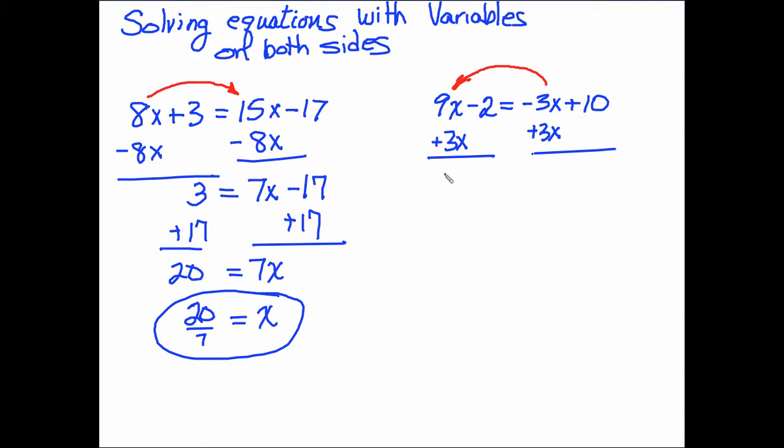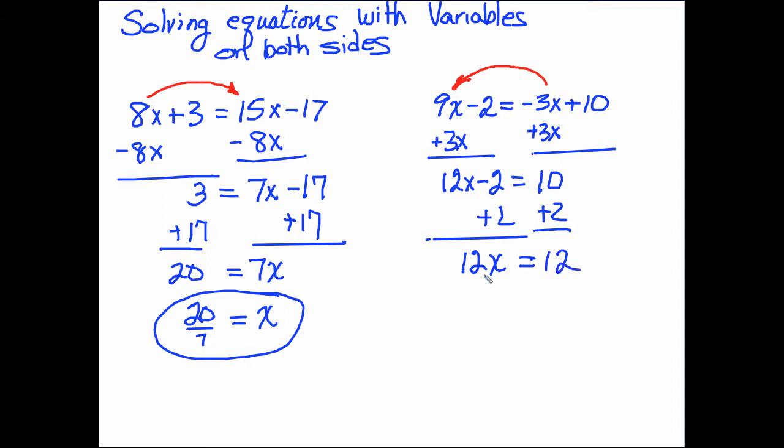3x plus 9x is 12x minus 2. Negative 3x plus 3x is 0. So this leaves us with 10. Now we have a two-step equation. We can add 2 to each side, and we have 12x equals 12. We divide each side by 12, and we'll get x equals 1. And there's our solution.